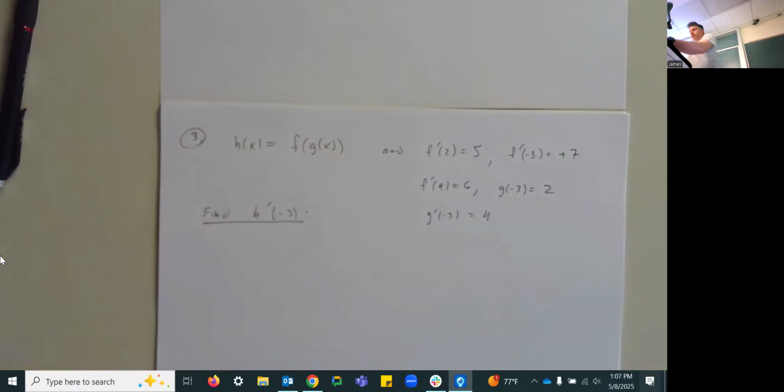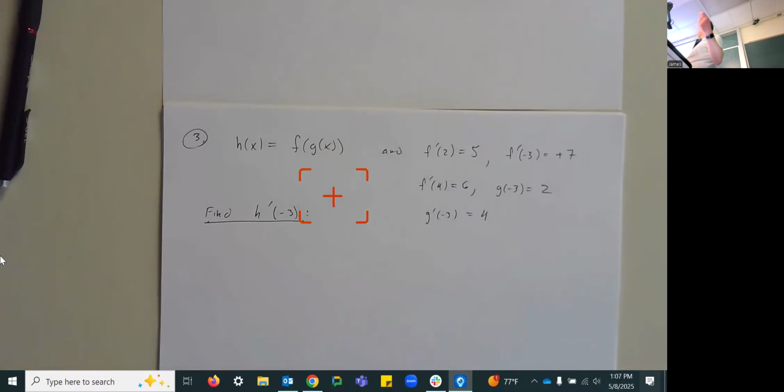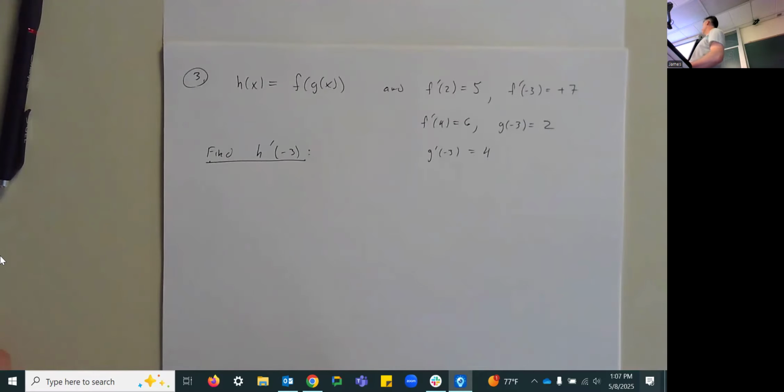And it's not always the case, but sometimes when someone throws a problem at you like this, some of this information will be extraneous. You don't always necessarily need every bit of information they've given you. Sometimes they're just trying to make you think you do. They're trying to trick you sometimes. So I want to find h prime of negative 3.